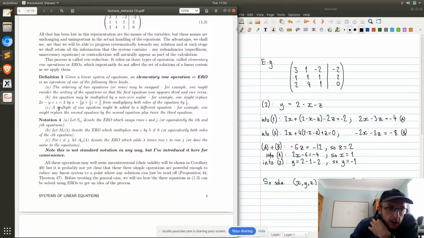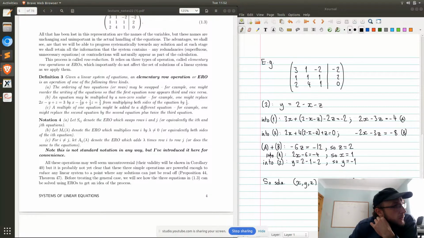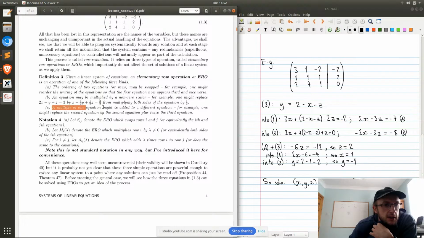And then C, a multiple of one equation might be added to a different equation. For example, one might replace the second equation by the second equation plus twice the third equation. And to be honest, thinking about it, all of these elementary row operations, it all just comes down to this one. The other two are just special cases of this.